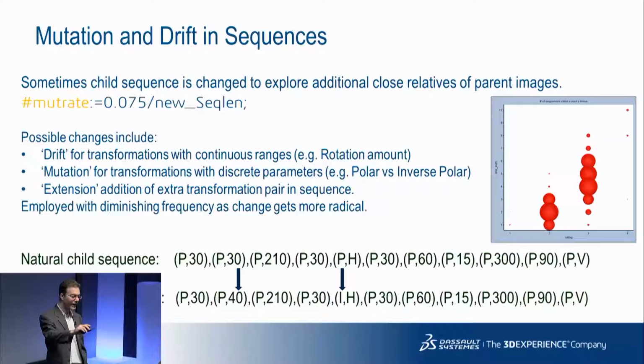And so I employ these with diminishing frequency as the changes get more radical. And then of course you can just extend the sequence by tacking on a random one at the end of the genome of the child.